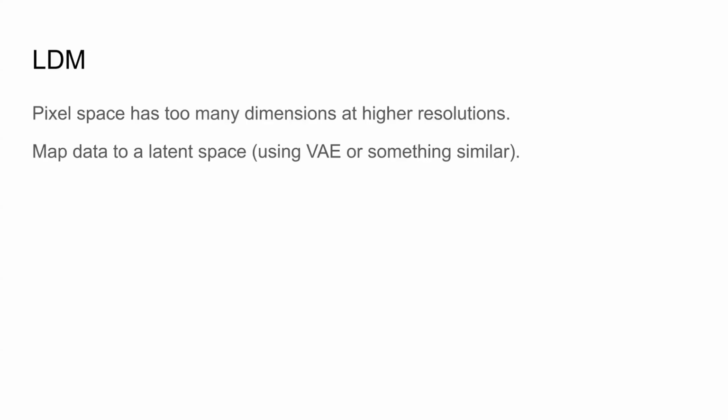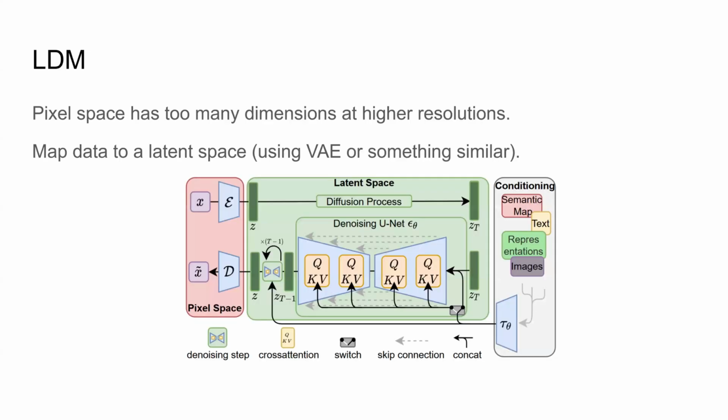So this arrives at the latent diffusion model where we have this encoder decoder. We map the input data into the latent space. We run the diffusion process and we map it back to the image space. And this saves a lot of time because the latent space can have a much smaller dimension than the image space.